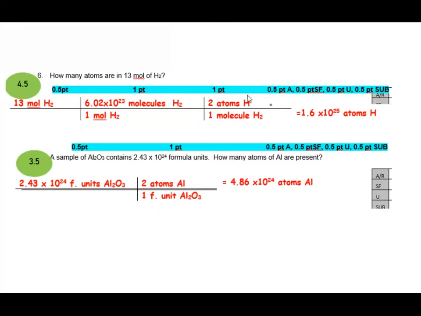So then there's 2 atoms of H for every 1 molecule of H2, so that's 1.6 times 10 to the 25th atoms of H. If you have H2 for the substance, it's minus a half.